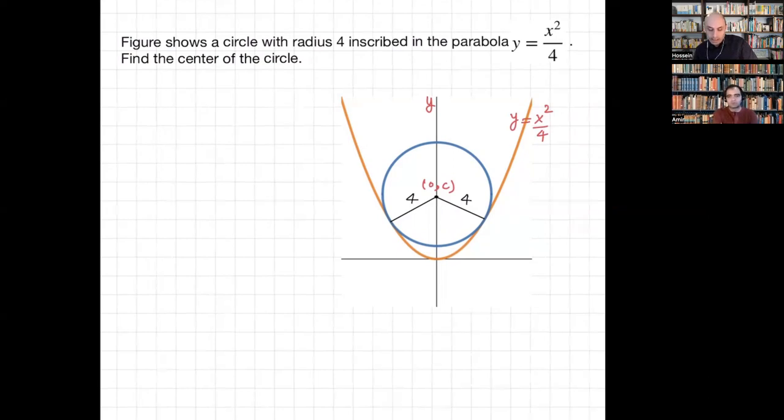Okay, understood. I think when we say inscribed, it means that wherever the circle is touching the parabola, if you draw a tangent line to the parabola, it's also going to be a tangent line to the circle, and that is going to be perpendicular to the radius of the circle. At the intersection of the circle and parabola, you have a point. At that point, the tangent to the parabola and circle is perpendicular to the radius of the circle. So you're saying that these two lines, the blue line and the red line, are perpendicular. Correct.